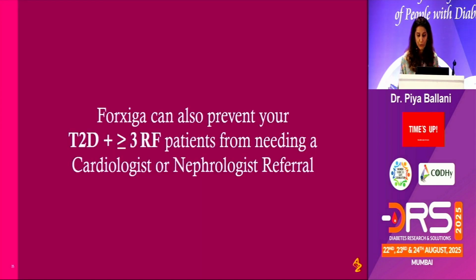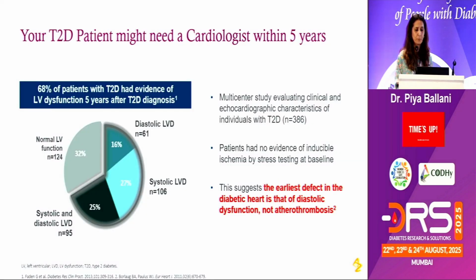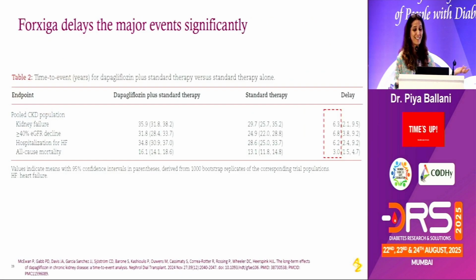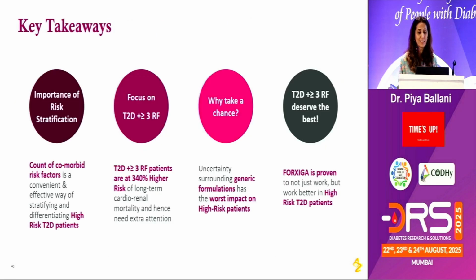What we really need to do over here is give them the best care in terms of our knowledge and our application. Let's give them, alongside that, the best kind of molecule available in the class, which is your innovator brand of dapagliflozin. Again, a few slides just saying that it delays the need for cardiologist and nephrology referral, which all of us might have seen. So, the importance of risk stratification, why we need to focus on this group, why do we need to take a chance on this kind of patient? Let's give them the best.